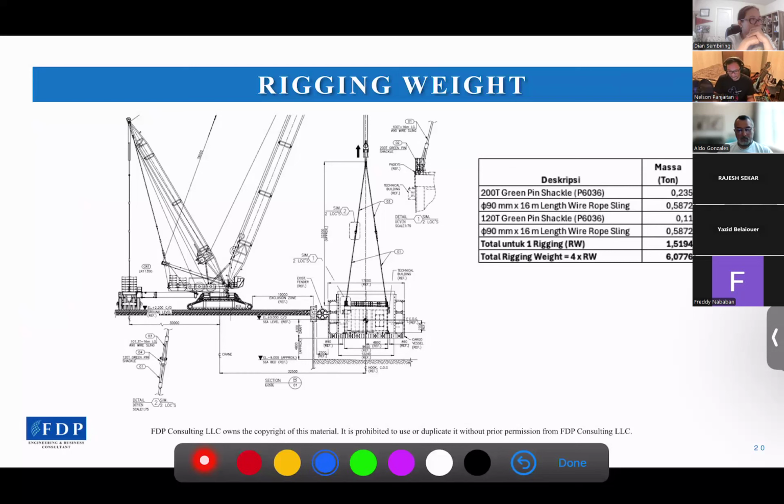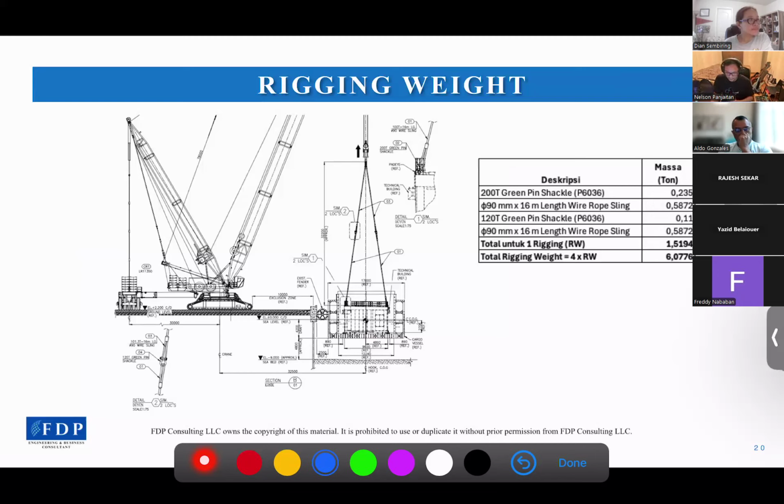Since the COG of the structure is at the center between the lift points, the rigging design is the same for each point. So here I will calculate the rigging weight for one lift point, and then multiply it by 4. That's the total rigging weight. But if you have a different rigging design for each lift point, then you need to calculate the rigging weight for each lifting point.